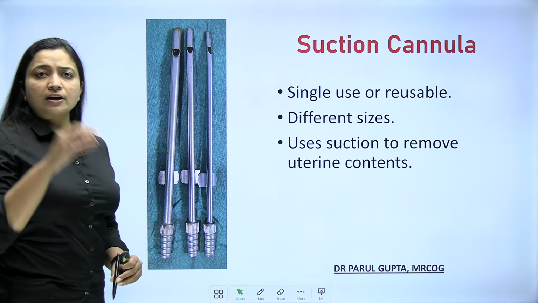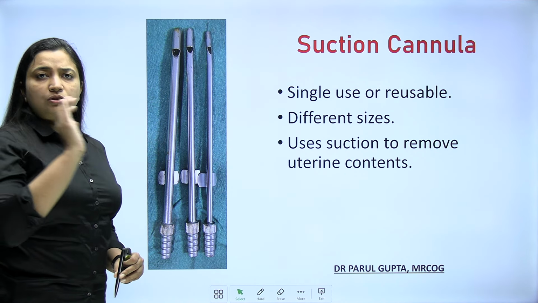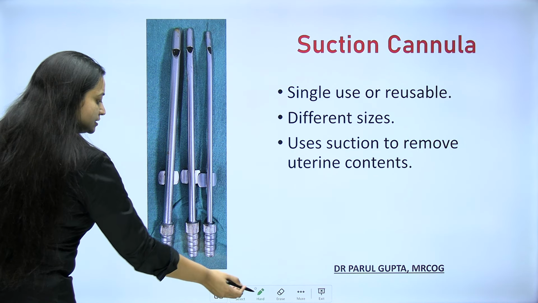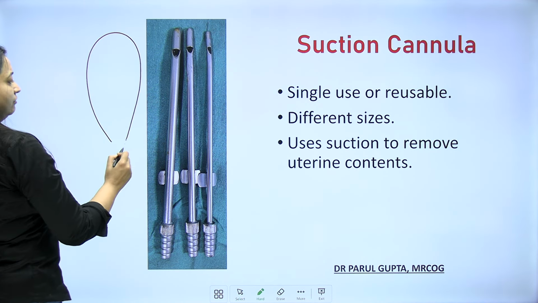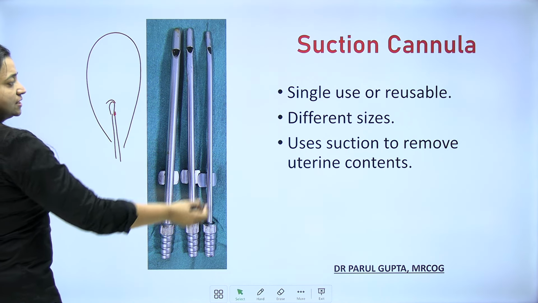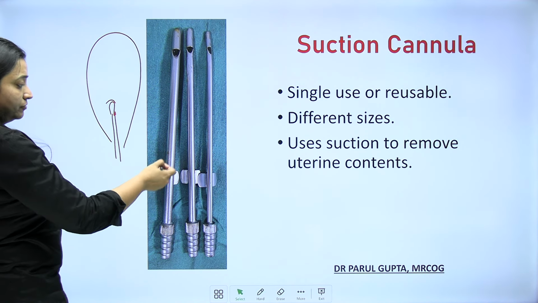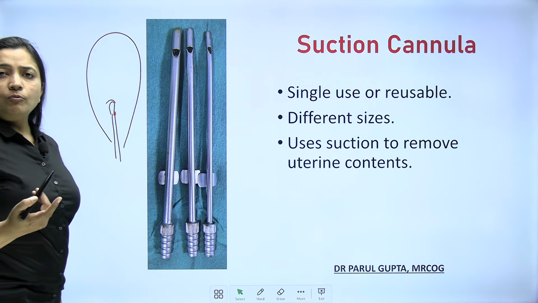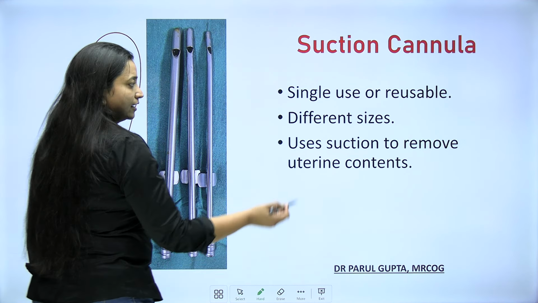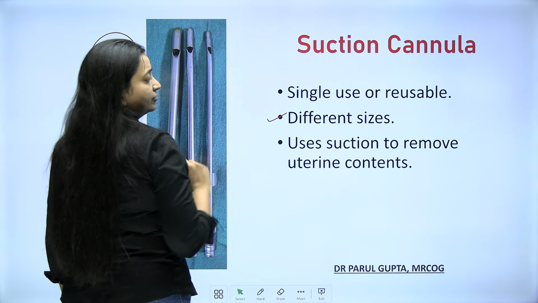Now, once you are through the cervix, like the external os is open, the internal os is open and you are through the cervical canal, now you have to put a suction cannula inside for evacuating. This way you need to put a suction cannula. These suction cannulas come in reusable autoclavable forms or single use, throw away ones. Single use are generally of plastic. They also come in different sizes.